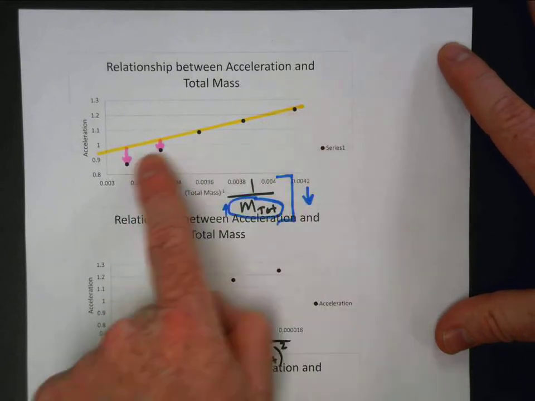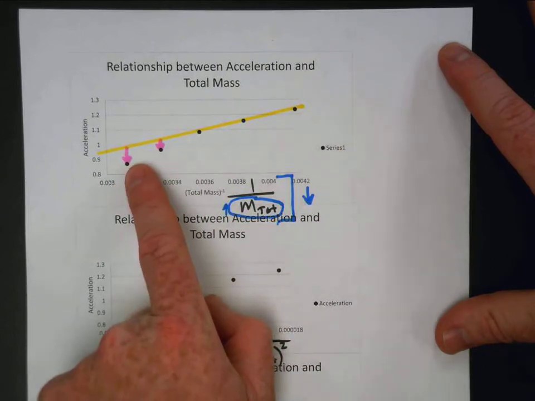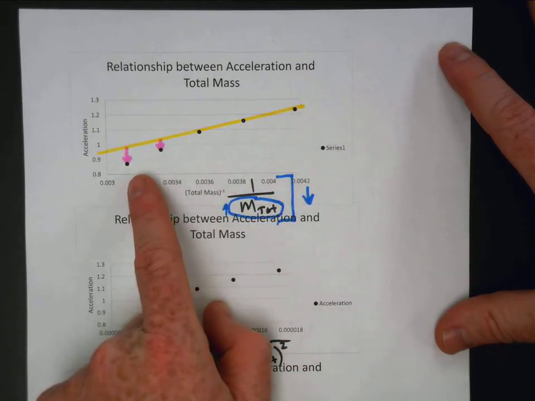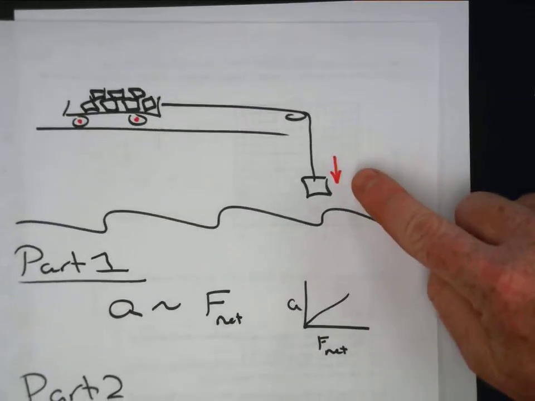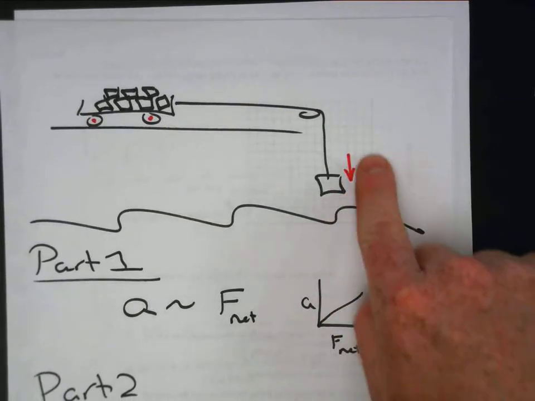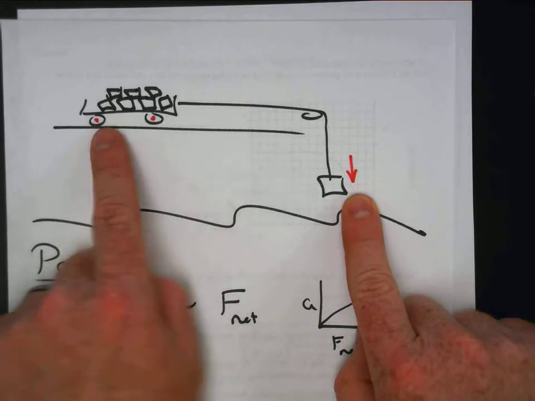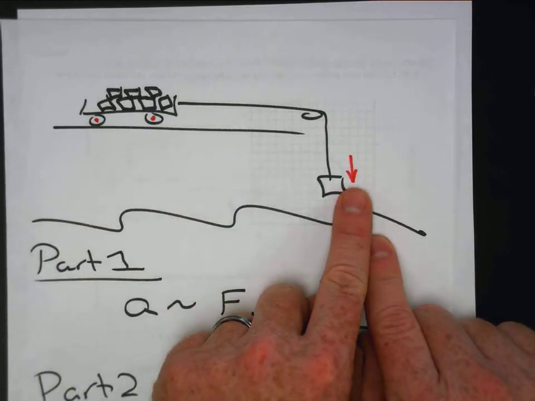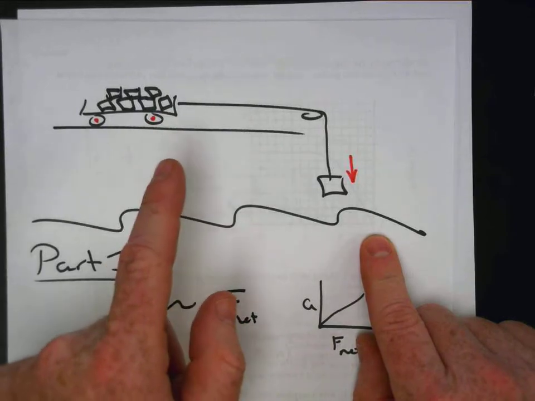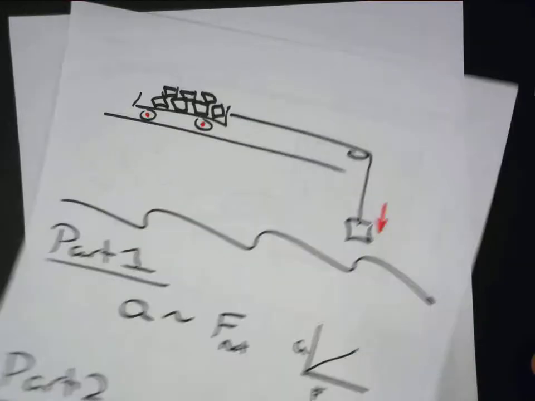The reason this is not linear is likely because of the extra friction reducing the net force. Now, we're not reducing this downward pull, but more friction in those wheels is canceling out more of that downward pull. And that results in a lower acceleration for us, lower than expected.